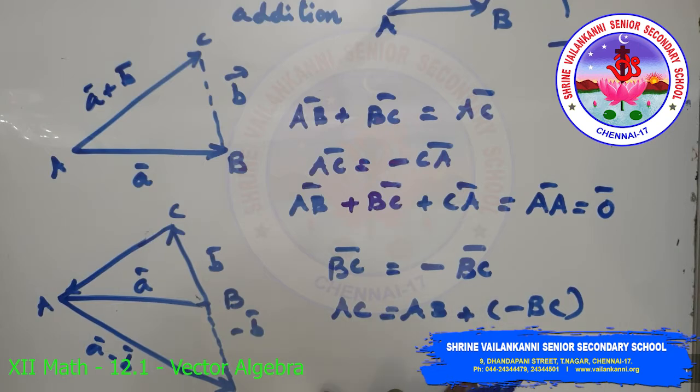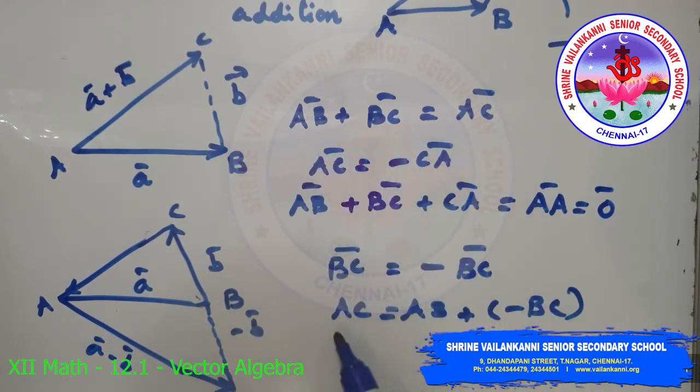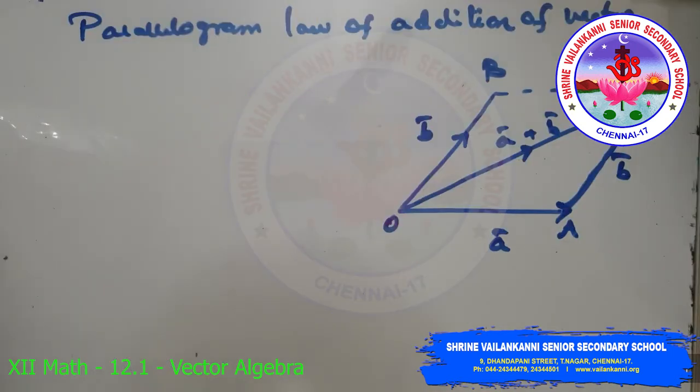Then applying the triangle law of addition of vectors, AB plus BC' equal to AC'. So AC' equal to AB plus minus BC, where AB is A and BC is B, so it is A minus B. The vector AC' is said to represent the difference of A and B. Addition of two vectors AC equal to AB plus BC, which is A plus B, and difference of two vectors AC' equal to A minus B.